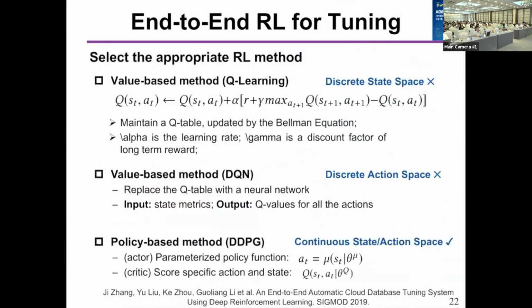So here are some important techniques we need to consider. For example, how to select good reinforcement learning methods. Because both the state and action, the state means the matrix, and the action means the knob tuning, both of them are in continuous space. So we need to select an algorithm that supports the continuous space. So it's important to select some policy-based method, for example, DDPG.